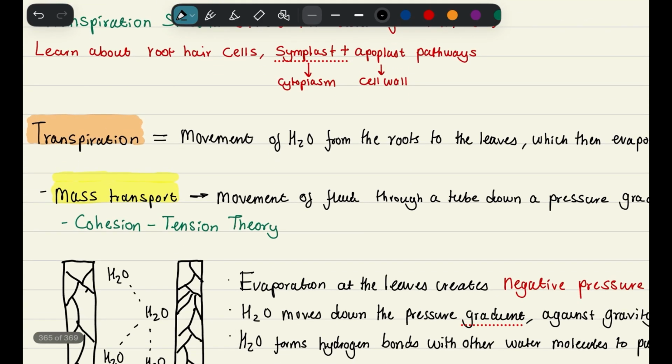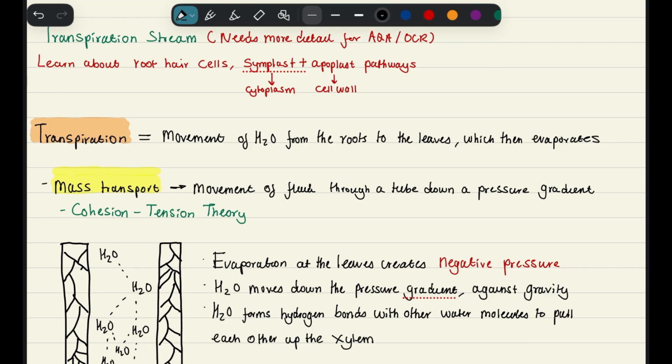Cool. Now, in terms of transpiration, we're talking about the movement of water from the roots to the leaves, and then it gets evaporated at the leaves so that you begin to get more water. That's the transpiration stream. It gets water through your plant.